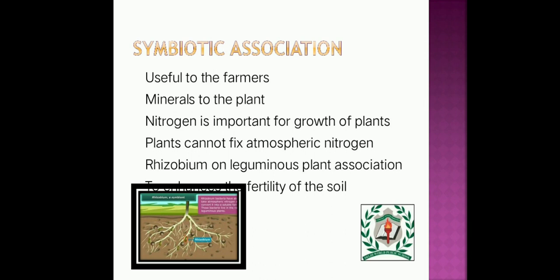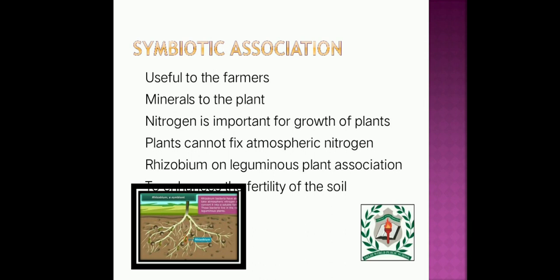Before that we studied, other than carbohydrates, what other things plants produce during photosynthesis. In the same way, this soil replenishment through symbiotic association is highly helpful for the farmers. They need the minerals.